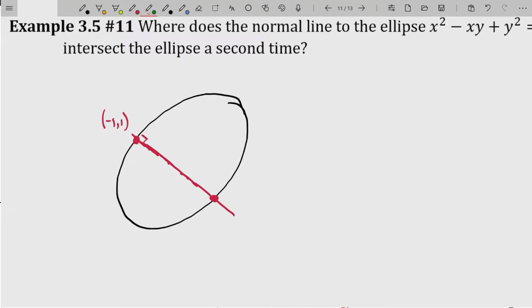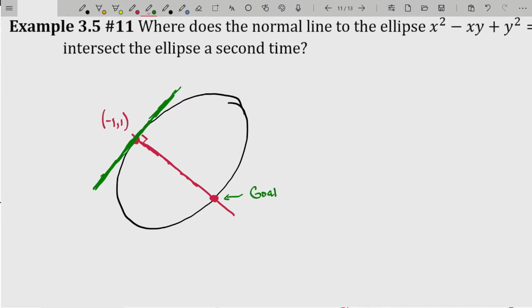Remember, a normal line is perpendicular to the tangent line at that point. So that's a prerequisite for this problem. You have to know what a normal line is. First, you would find the tangent, and then the normal line has a slope opposite reciprocal to the slope of the tangent at that point. All right, so this is really what we're trying to find. That's our goal. Find that guy right there.